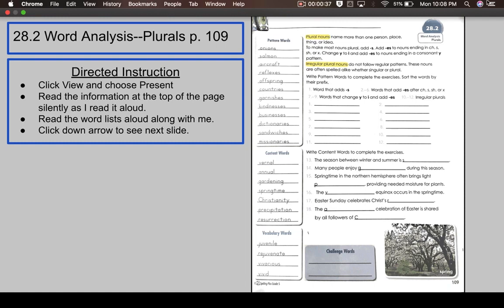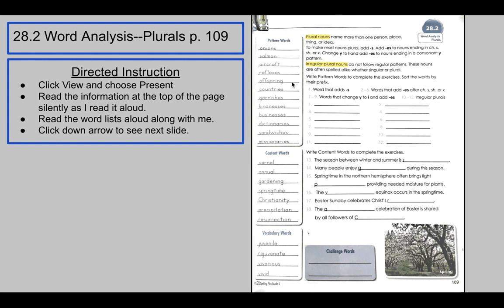We're going to read the information up here at the top of the page, and you read along silently as I read it aloud. Plural nouns name more than one person, place, thing, or idea. To make most nouns plural, we just add S. We add ES to nouns that end in CH, S, SH, or X. And then we're going to change Y to I and add ES to nouns ending in a consonant Y pattern. Irregular plural nouns do not follow regular patterns. These nouns are often spelled alike, whether they are singular or plural.